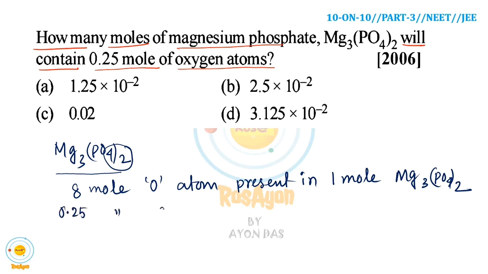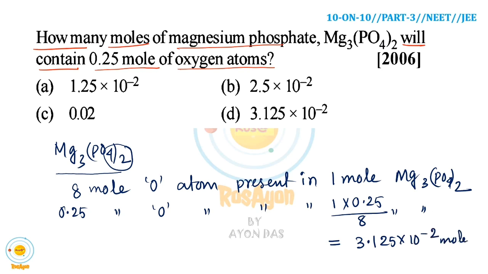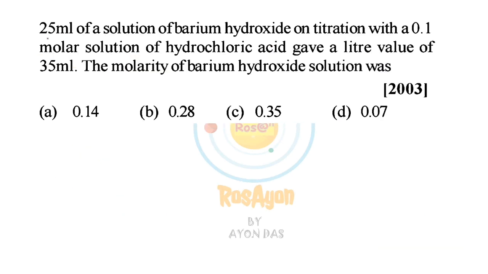So 0.25 mole oxygen atom present in 1 into 0.25 divided by 8 mole magnesium phosphate, that is equal to 3.125 into 10 to the power minus 2 mole magnesium phosphate. So the right answer is option D, 3.125 into 10 to the power minus 2. Okay, see the last problem.